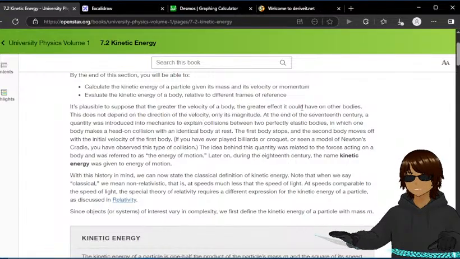At the end of the 17th century, a quantity was introduced into mechanics to explain collisions between two perfectly elastic bodies, in which one body makes a head-on collision with an identical body at rest. The first body stops, the second body moves on with the initial velocity of the first body. The idea behind this quantity was related to the forces acting on the body and was referred to as the energy of motion. Later on, during the 18th century, the name kinetic energy was given to the energy of motion.